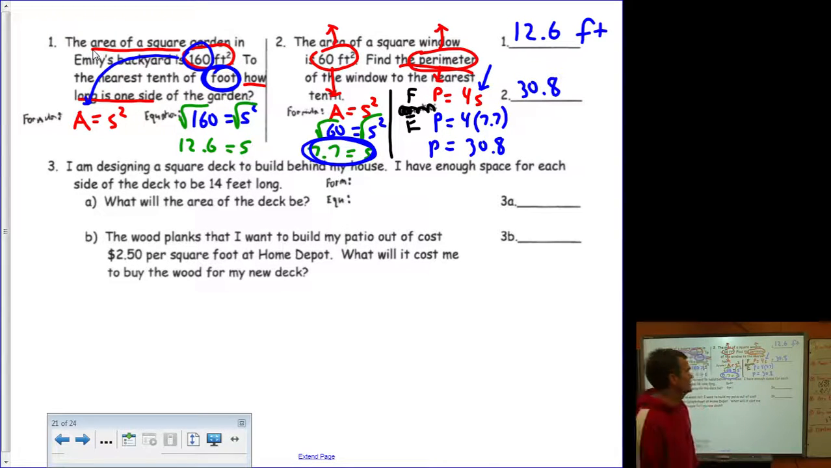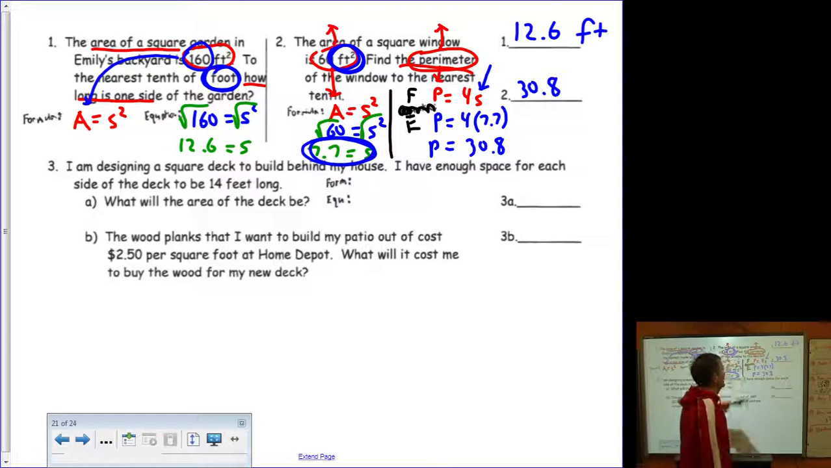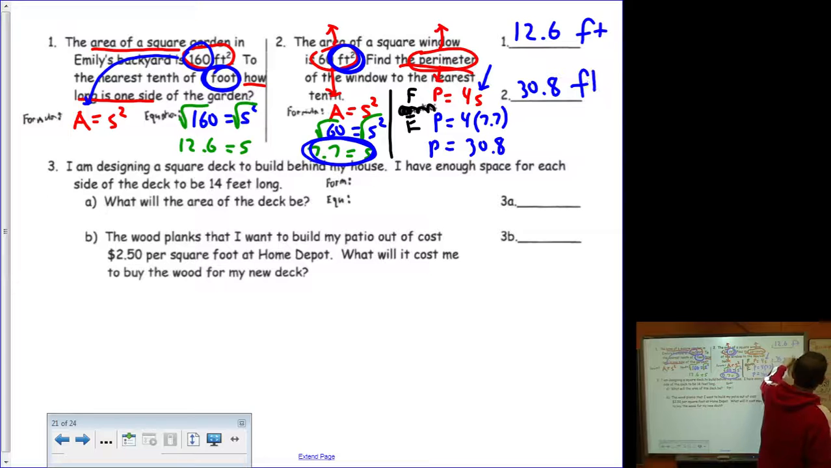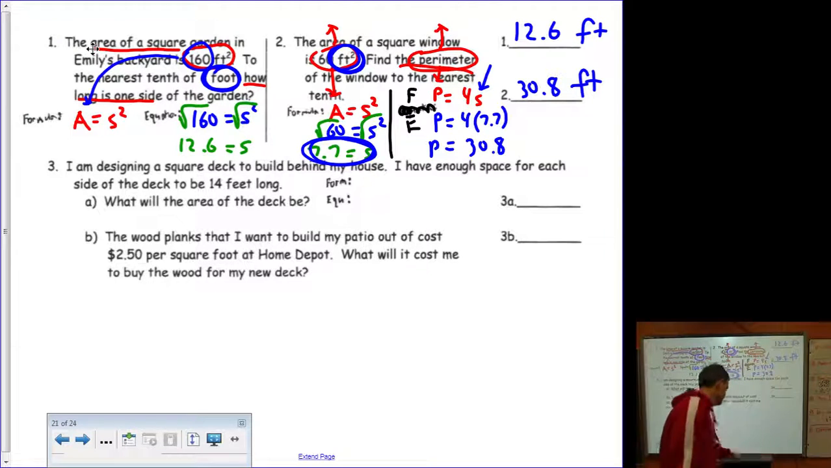Now all I need is the correct units. The units are feet. Perimeter is a length, so just like side length, the perimeter is going to be measured in regular feet.